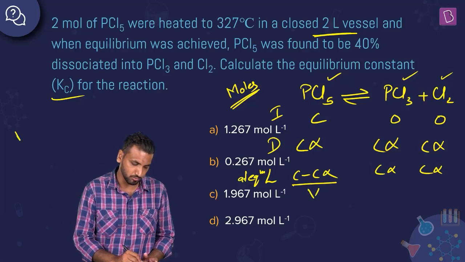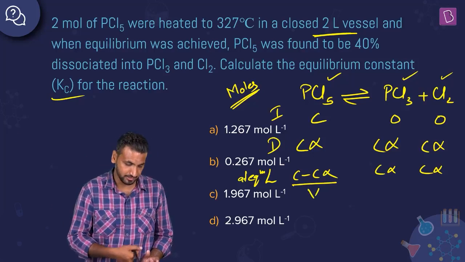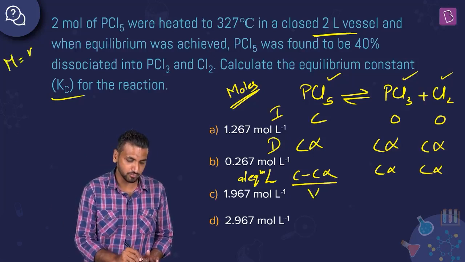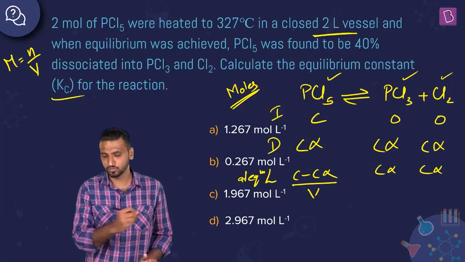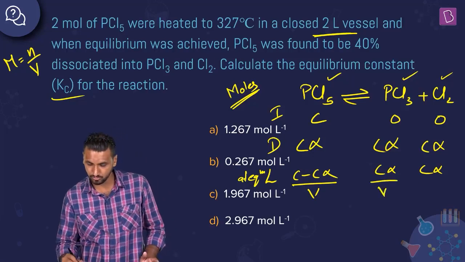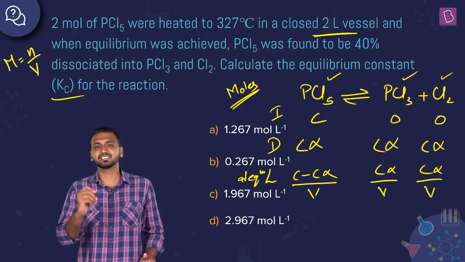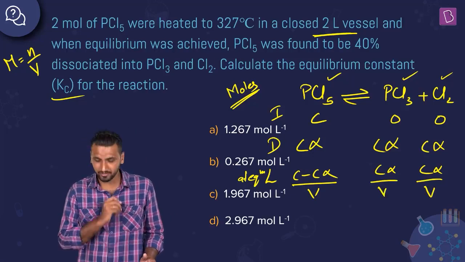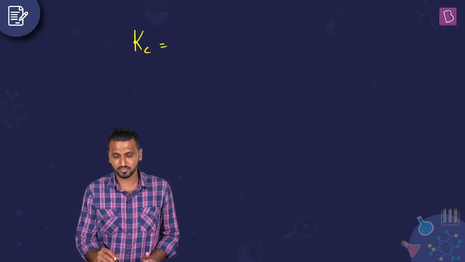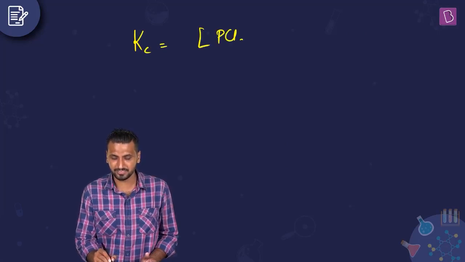You know the molarity. I'll write it here. The molarity formula is moles per unit volume. So if I divide the whole by volume, this will be your concentration term, right? Okay, let's write the Kc for the reaction. This will be concentration of PCl3.